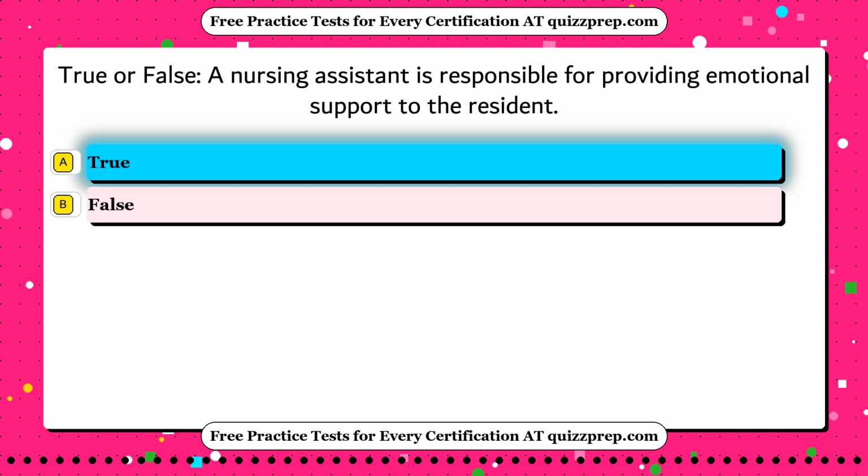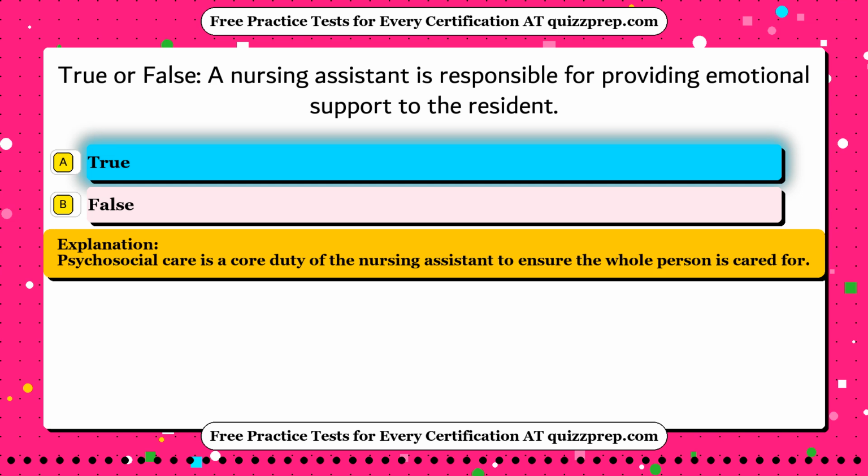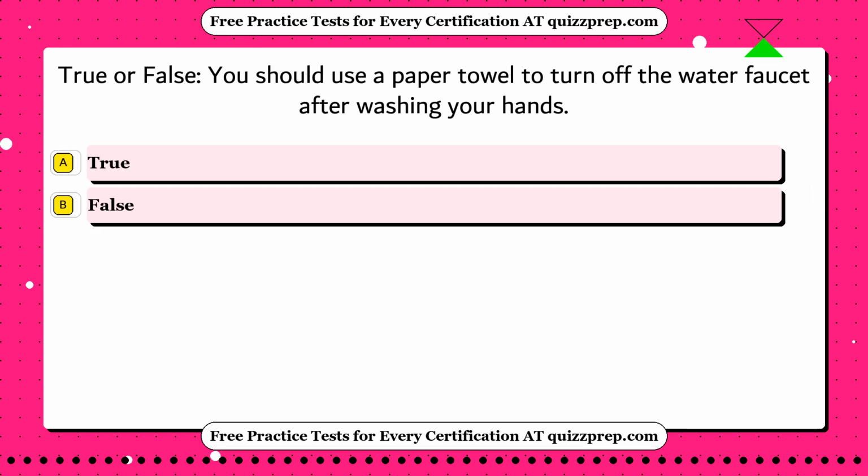The correct answer is option A, true. Psychosocial care is a core duty of the nursing assistant to ensure the whole person is cared for. Question 66. True or false, you should use a paper towel to turn off the water faucet after washing your hands. Option A, true. Option B, false.